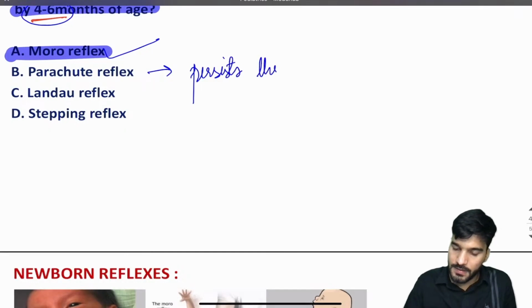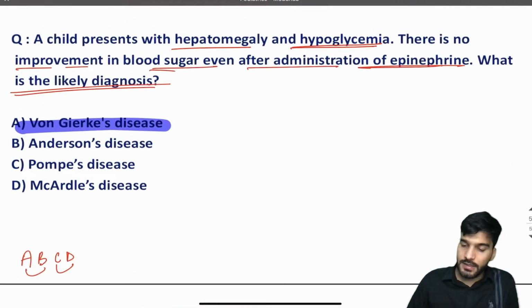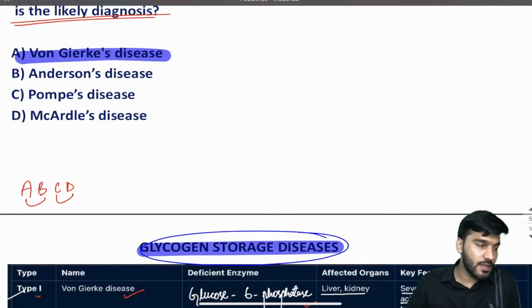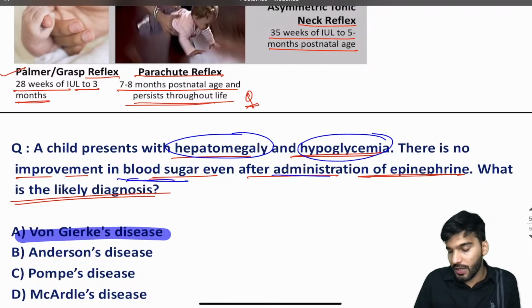It persists through life. It's a parachute reflex. Okay. Then we discussed glycogen storage disease. A patient comes to you with hepatomegaly and hypoglycemia, and there was no improvement in the hypoglycemia even after glucose administration and epinephrine.